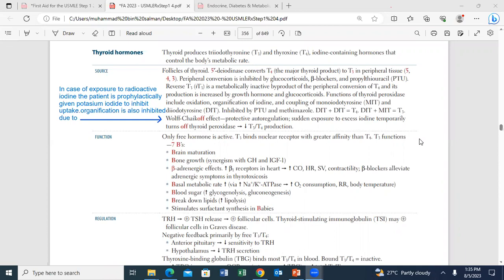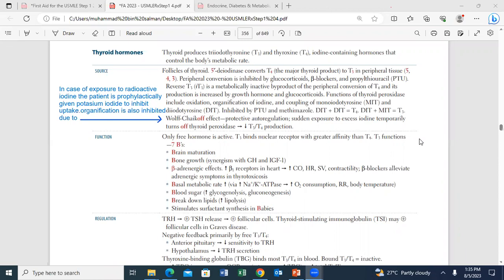Thyroid hormones are very important for your board exams because you're going to have MCQs regarding hyperthyroidism and hypothyroidism, and you can only answer them well if you know the physiology as well as the pathology. So, for now, we are concerned with the physiology of thyroid hormones.